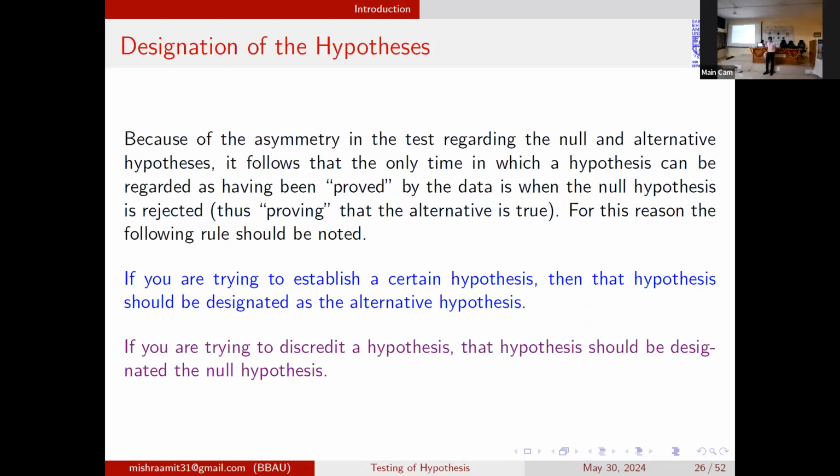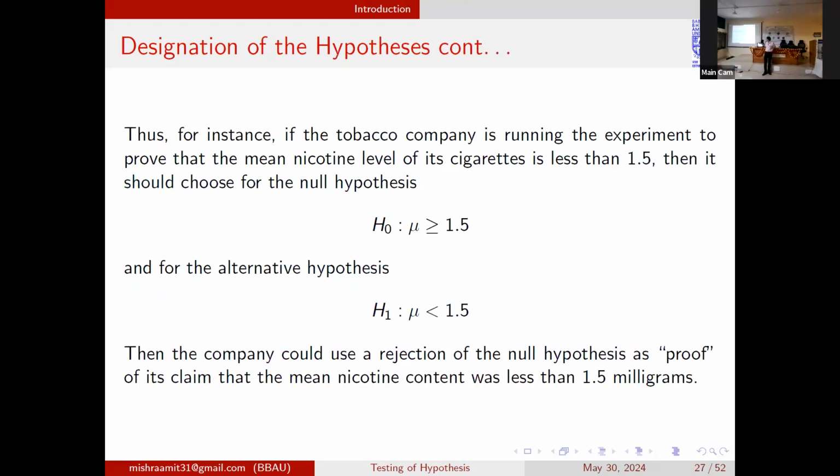The designation we have told you before. The null hypothesis is that hypothesis which you want to discredit. The alternate hypothesis is that hypothesis which is most often the researcher's hypothesis and you want to prove it. So now see the importance of designation of the hypothesis. Same tobacco example. What was the tobacco example? The company was claiming that mean nicotine is less than or equal to 1.5, and the researcher was skeptical. She wants to prove that it is bigger than 1.5. So the null hypothesis was less than or equal to 1.5. The alternate was bigger than 1.5.